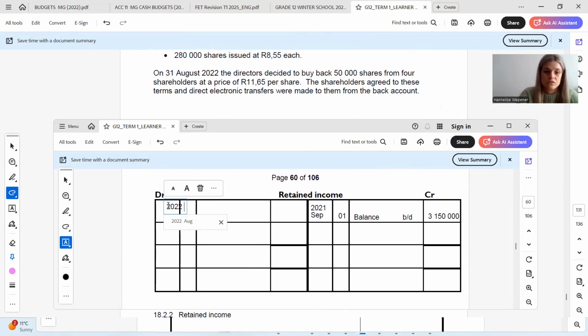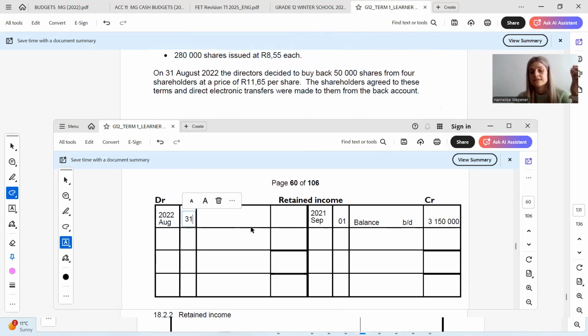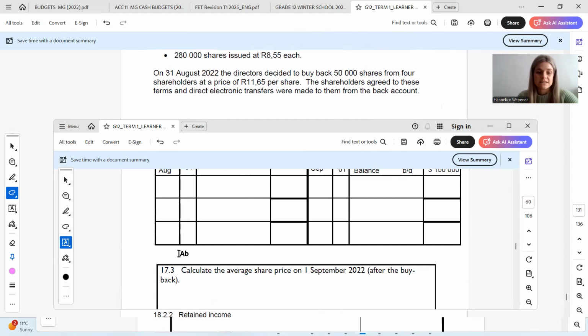So 22 August, just move this, and this happened on the 31st, okay? So we had to pay our shareholders this money. So that means that we would have had a credit for bank, right? As recorded in the CPJ.